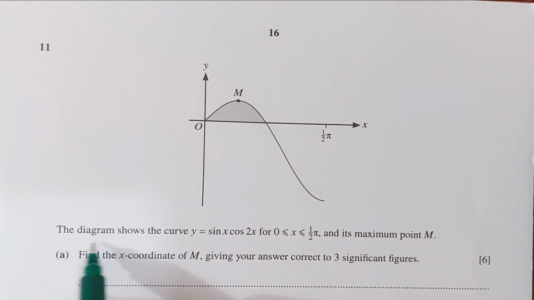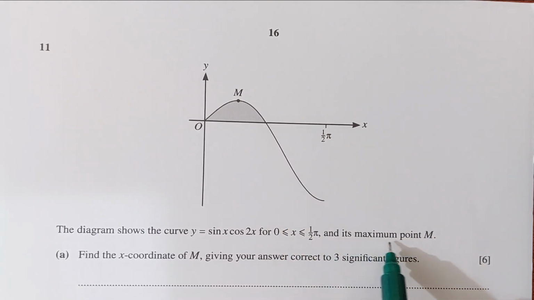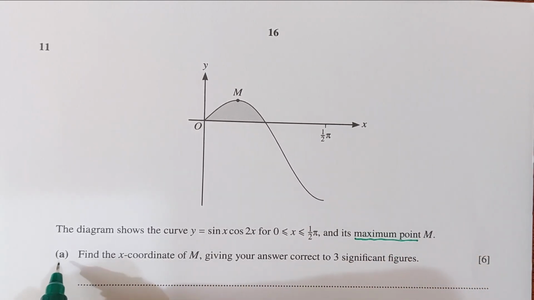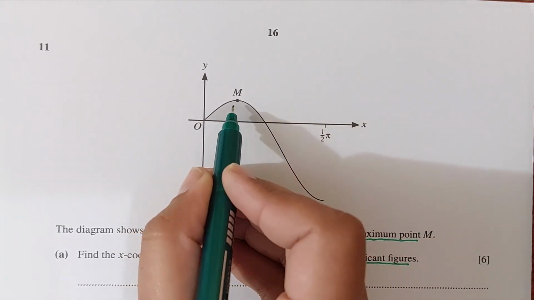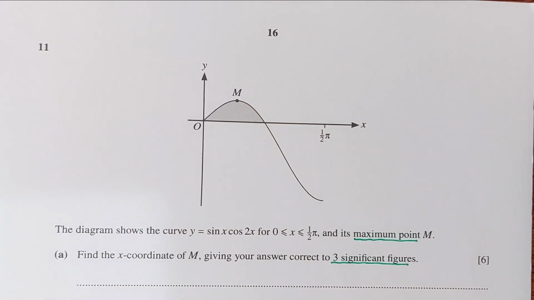Question number 11. The diagram shows the curve y equals sin x cos 2x for x between 0 and half pi, and its maximum point is M. So M is the maximum point of the curve. Part A: find the x coordinate of M, giving your answer correct to 3 significant figures. For the maximum point, we have to differentiate the curve and put the derivative equal to 0.